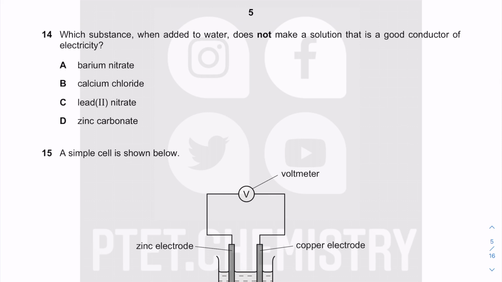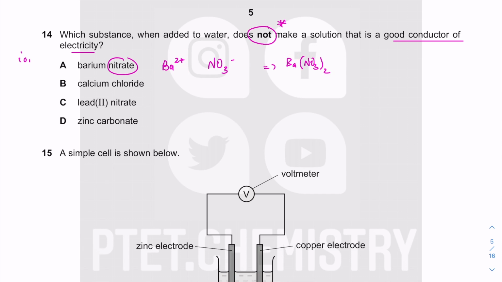Question 14, which substance when you add to water does not make a solution that is a good conductor of electricity? So this is a negative kind of question. So you've got to think about the ions. So Ba2+, nitrate is NO3-. In fact, you need Ba(NO3)2 as the formula. I hope you know how to balance the charges. You need 2 of these to balance out the 1 times 2+ charge. So balancing one barium 2+, you need 2 of the nitrate.